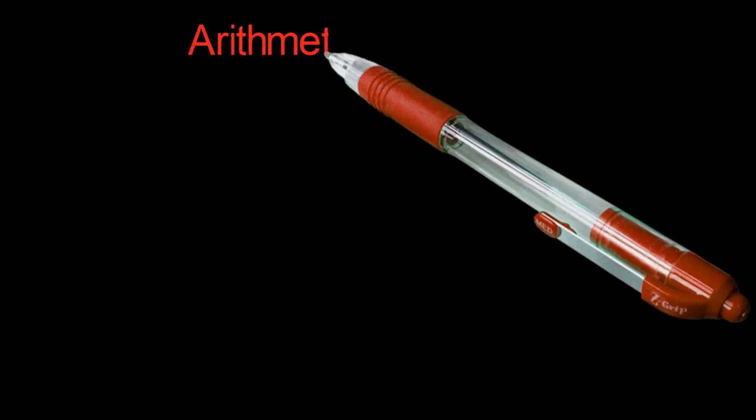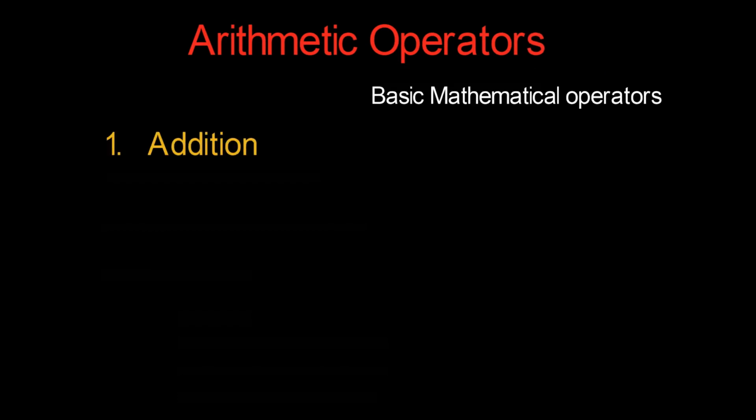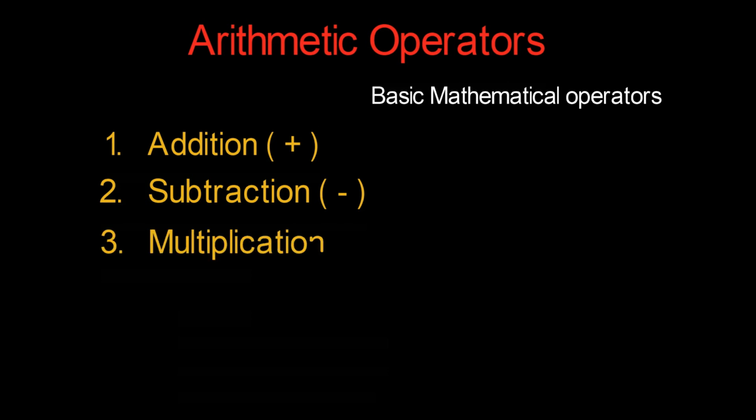Firstly, arithmetic operators. These involve the basic mathematical operators, which are, first, addition, represented by the plus sign. Second, subtraction, represented by the minus sign. Third is multiplication, represented by the asterisk sign. Fourth, we have division. And now there are two types of division.